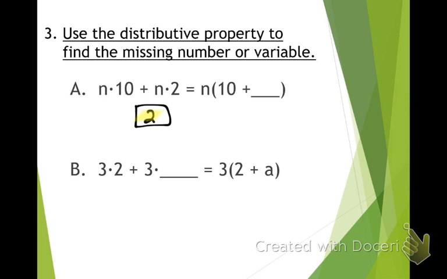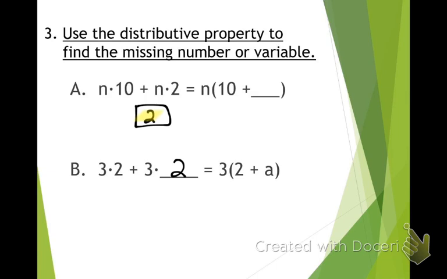Okay, I just looked around the class and maybe 4 of you got the correct answer. Okay, so I want to break this down again. This says 3 times 2 plus 3 times something is the same thing as 3 times 2 plus a. Raise your hand if you put a 2 in the blank.